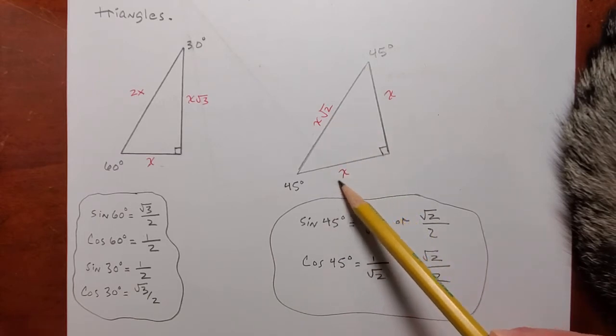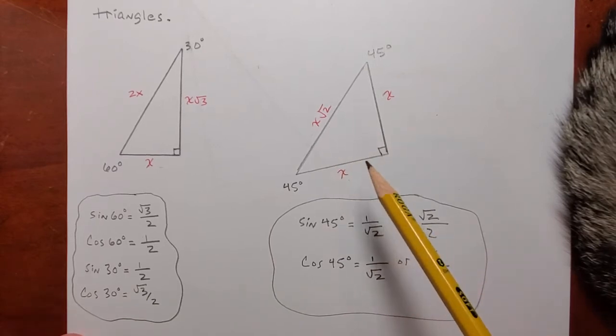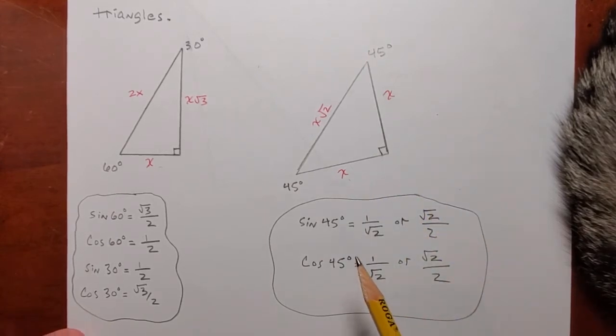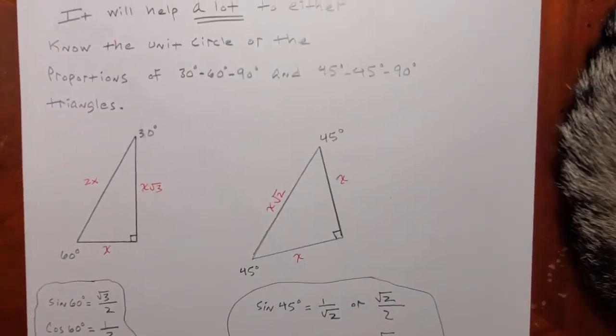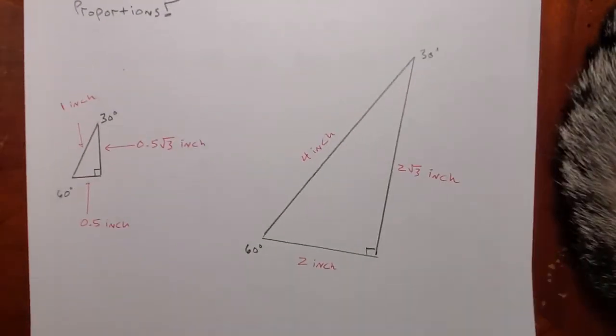It's this side times root 2. So those are the proportions in the unit circle. The unit circle is based on this. All right, I'll show you how in a minute. What do I mean by proportions?